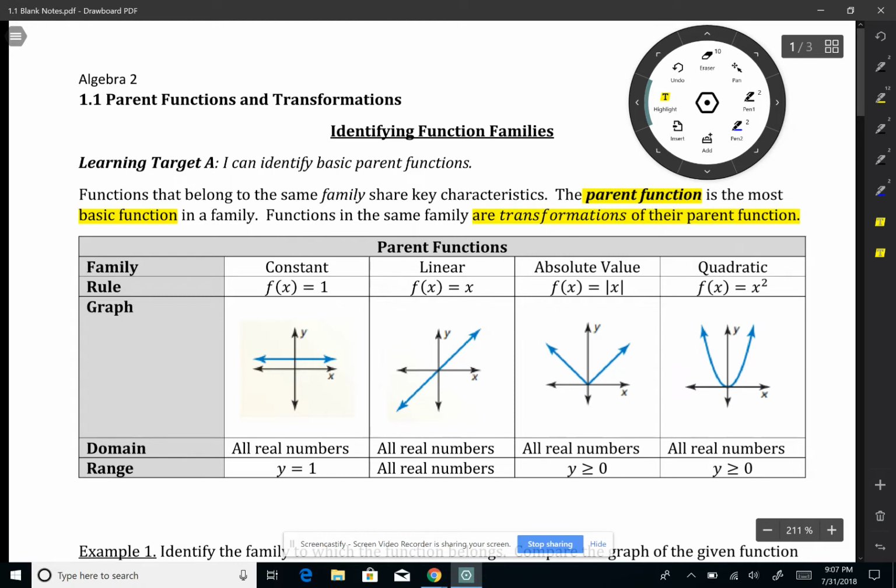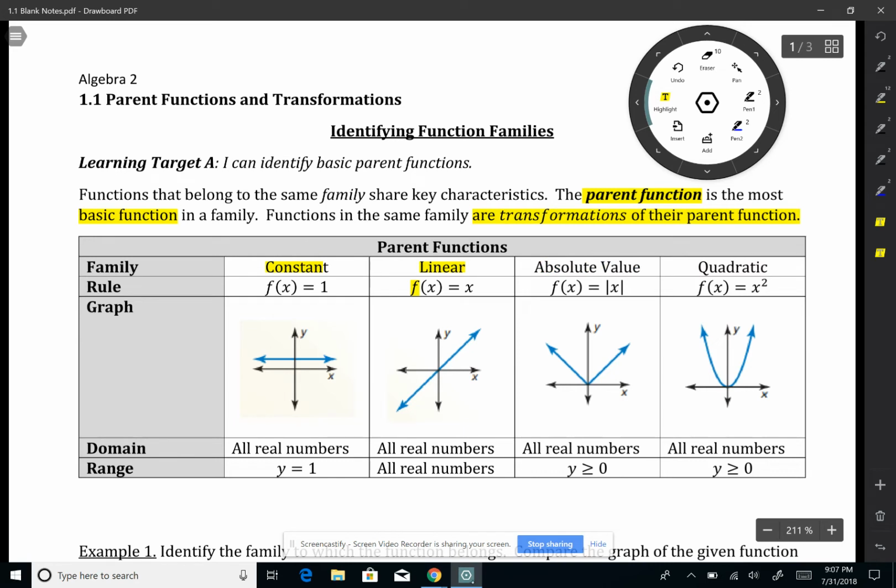So in order to get to the transformations, we have to first be familiar with some parent functions. Now, these are just a few. We're going to learn a lot of different ones the rest of the year. Okay, first let's look at the four families we have here. We have a constant, linear, absolute value, and quadratic. Hopefully these all look familiar to you, and now we're going to get a little deeper into them.